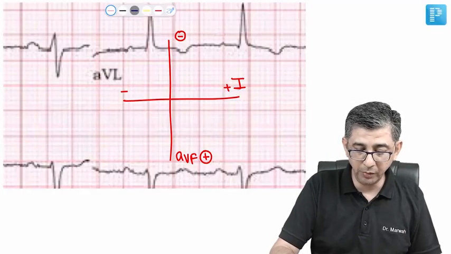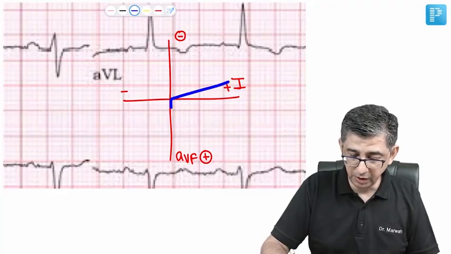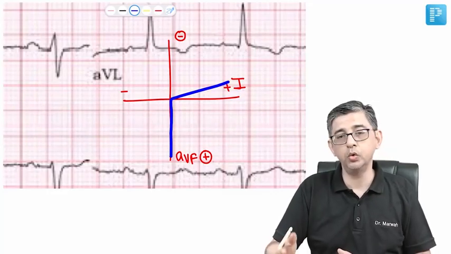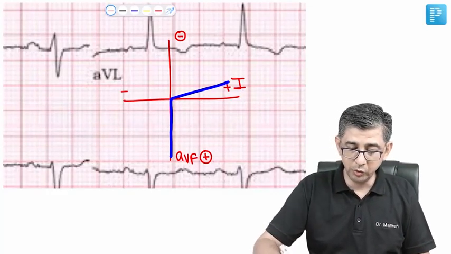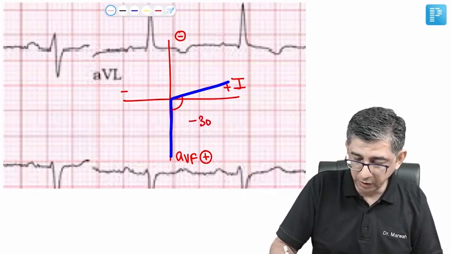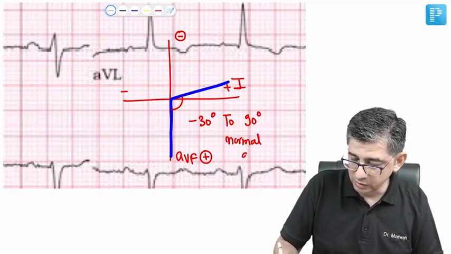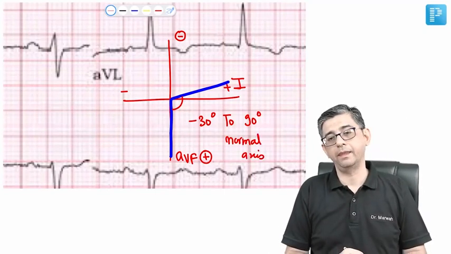Now, as far as the normal axis of the heart is concerned, the normal axis of the heart of yours and mine is in the range of minus 30 to 90 degrees, though some books might say 110 also. There could be slight variation between different books, but minus 30 to 90 is the normal axis of the heart as far as you and me are concerned.